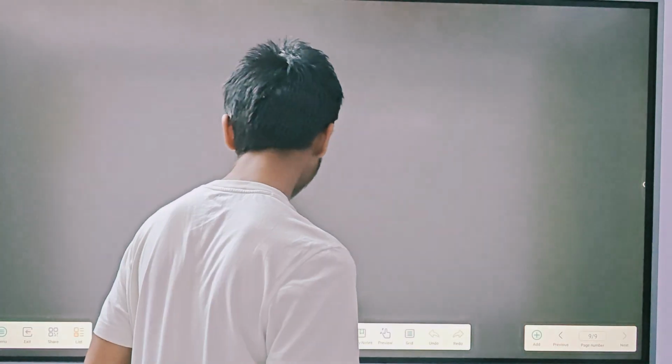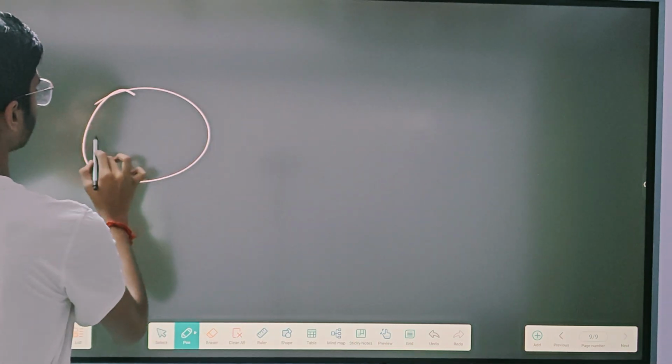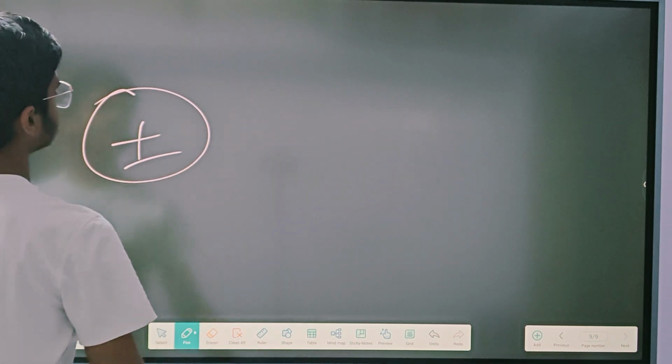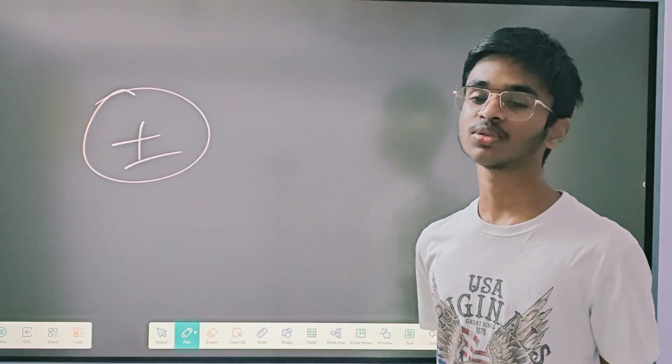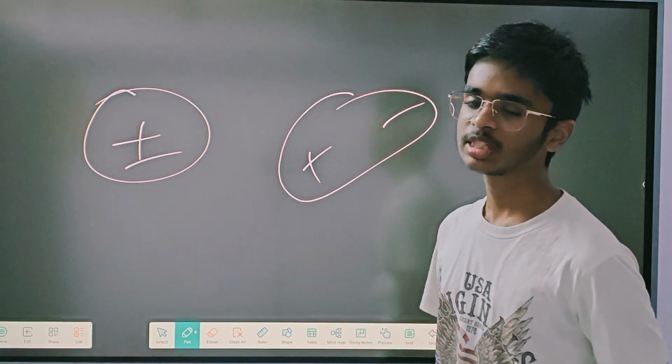I will just give you one short revision. A non-polar molecule will have its positive and negative charges very close to each other, adjacent to each other. And a polar molecule will have them far away from each other.